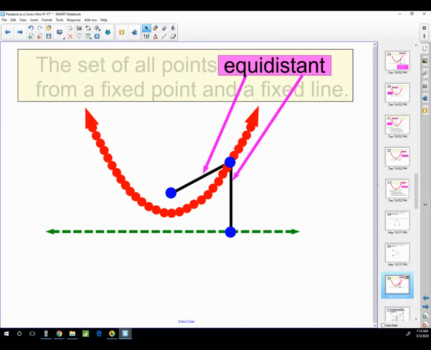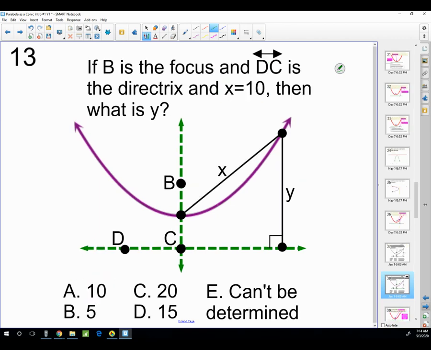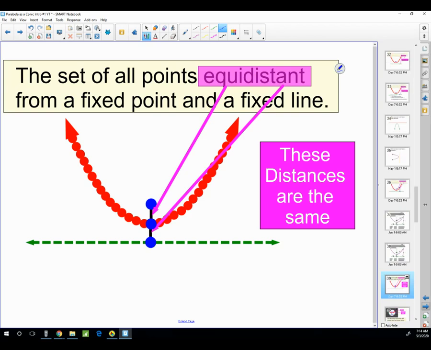All right. So there's number 12. Let's answer that. Well, clearly the answer is A. If X equals 10, then Y has to be equal to 10. But you have to be careful. And number 13, don't be tricked, because this line segment right here has to go to the focus, not the vertex. You'd have to put E for this. That's a little tricky. Don't let me trick you with that.